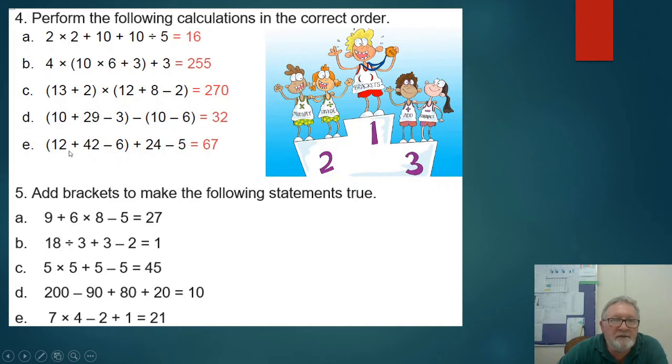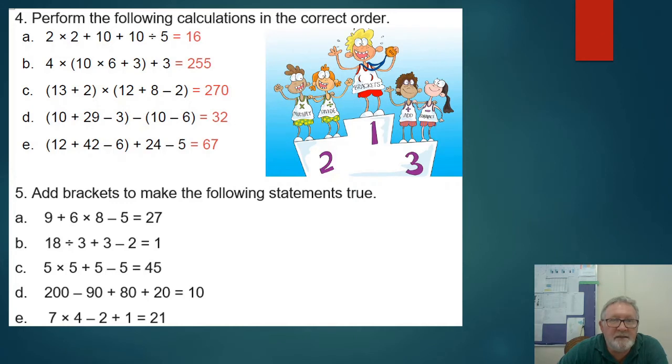A bracket first, 12 plus 42 is 54, take 6, 48. 48 add 24 is going to be 72, 72 take 5, 67. Harder for certain, how'd you go?